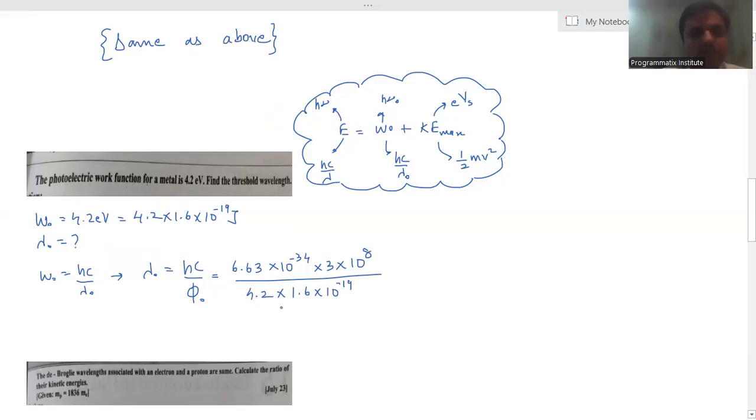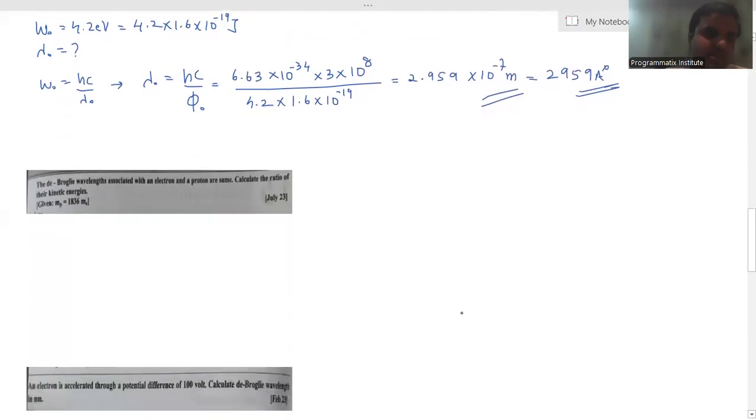From here, the things are very simple. All you have to do is calculate. The final answer is 2.959 into 10 raised to minus 7 meter, or you can also write it as 2959 angstrom. So this is where the things work. It's a very easy problem, a bonus question.